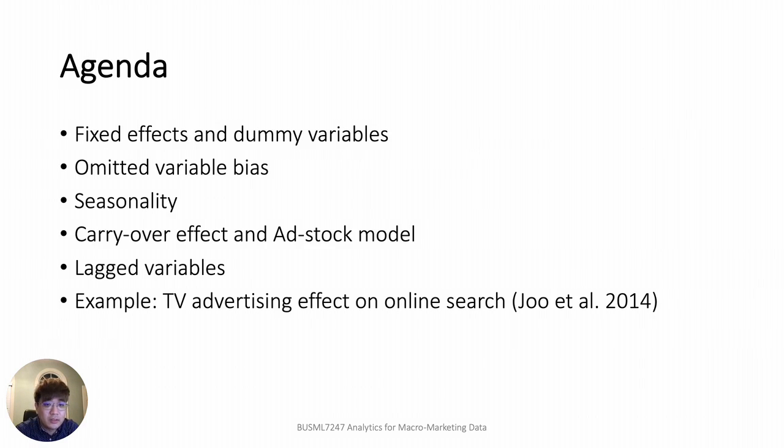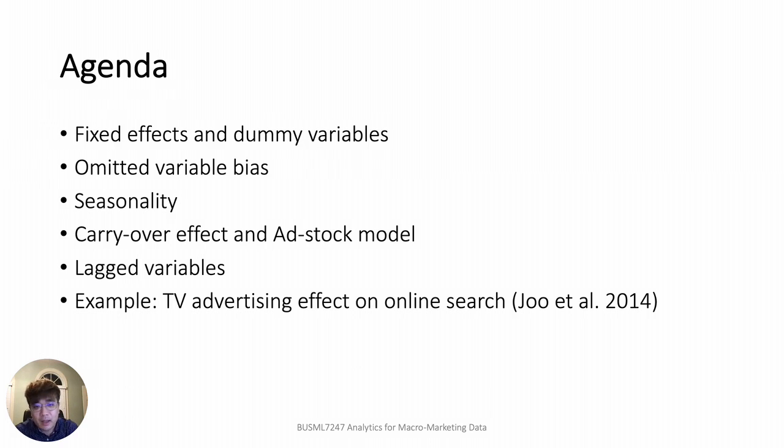This lecture is divided into three parts. In the first part, I'm going to first introduce fixed effects and how to handle the fixed effects in real data by using dummy variables. Handling fixed effects is sometimes very important in analysis because omitting the fixed effects can lead to a large bias in the estimate of other effects. This bias is called omitted variable bias, and I will explain what it is and why it appears.